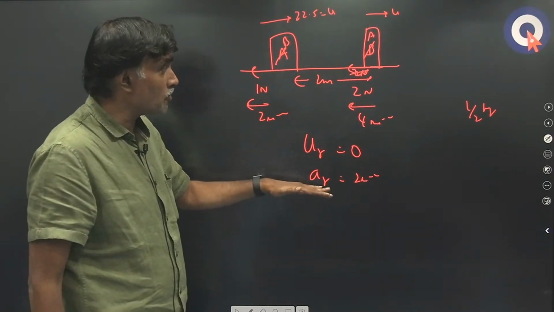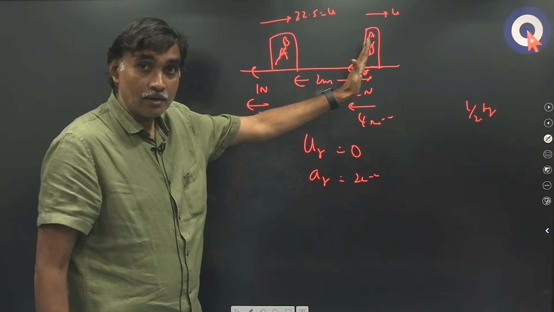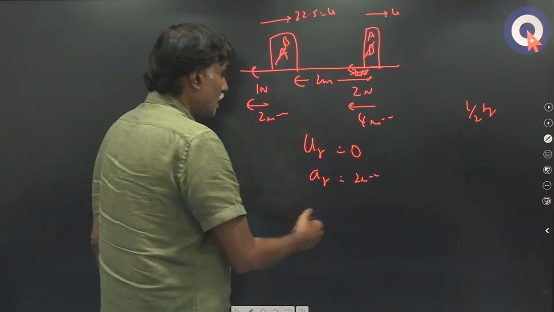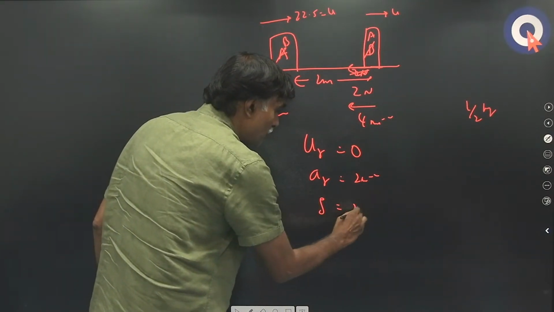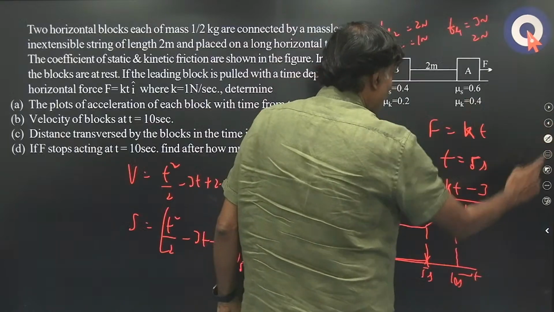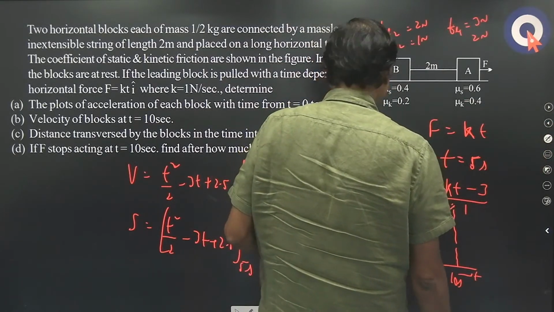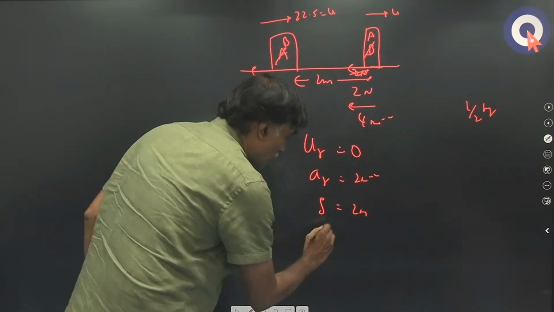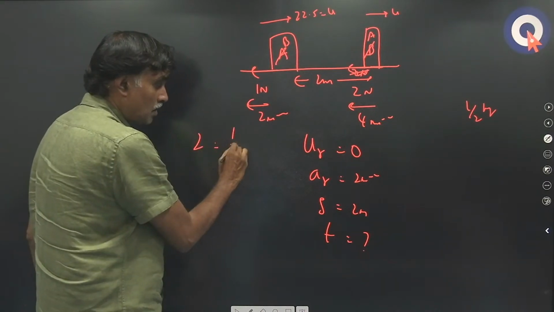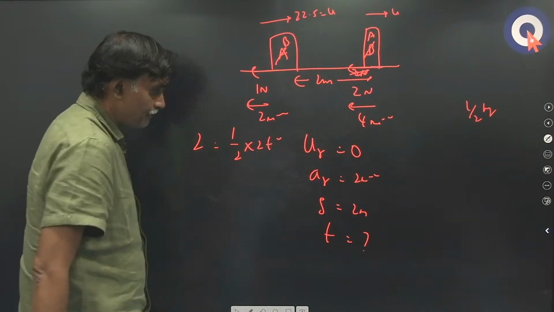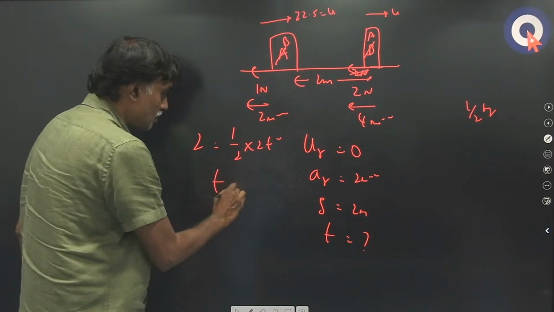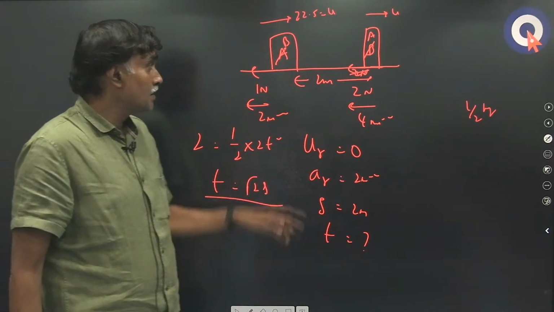I can use relative motion provided that until they collide, none of the two blocks has to stop. That also we have to check when using relative motion. Now, displacement of this block with respect to this is 2 meters, and we are asked the time, after how much further time. So use S equals ut plus half at square. What do you get? 2 is equal to half into 2 into t square. Relative acceleration is 2. So t is root 2 seconds. After root 2 seconds, this block will collide with this.